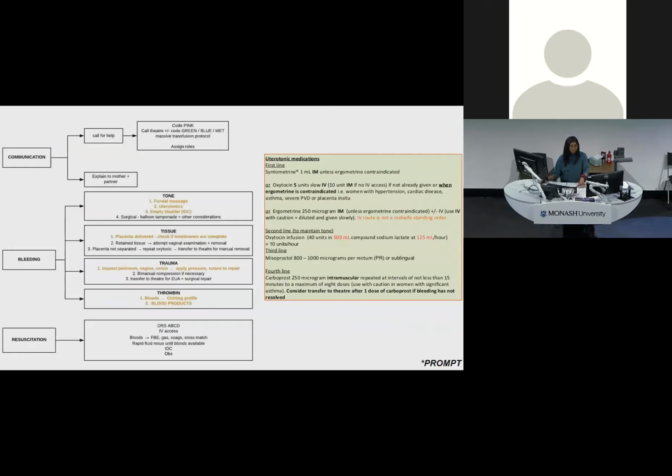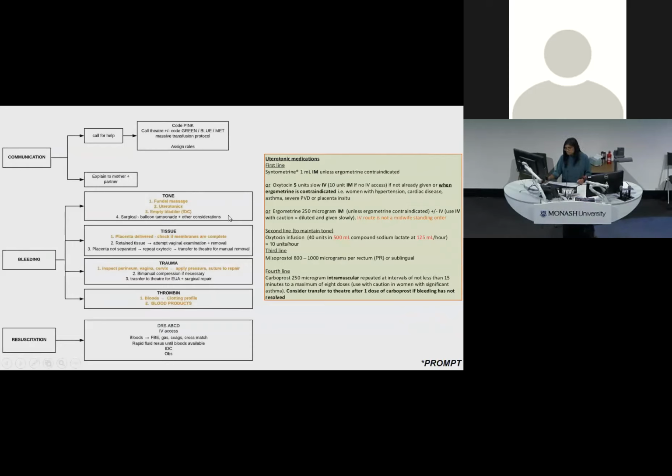So always make sure you assign someone to tell the mum what's happening and introduce yourself to them. In terms of controlling the bleeding, you look at the 4 T's. Tone. First thing you do is fundal massage. You give them the uterotonics, which are these, and you empty the bladder because that can also help. Pressure from the bladder can worsen the bleeding.